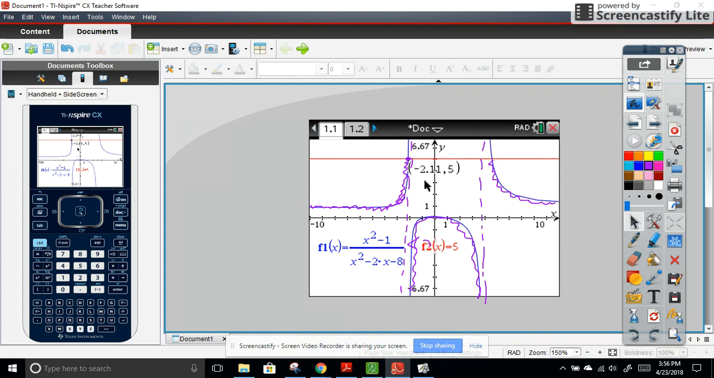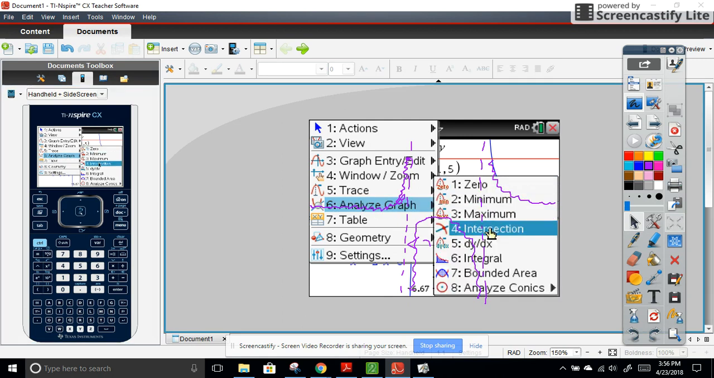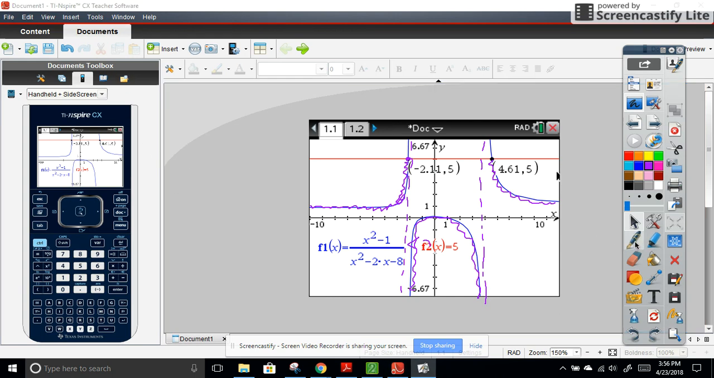So it's about negative 2.11. I've got to do the same thing right there because I need that value. So I'm going to do menu, analyze graph, find the intersection, and I got to do it here to there. So that's 4.61. Okay, so I'm going to write all this down over here.